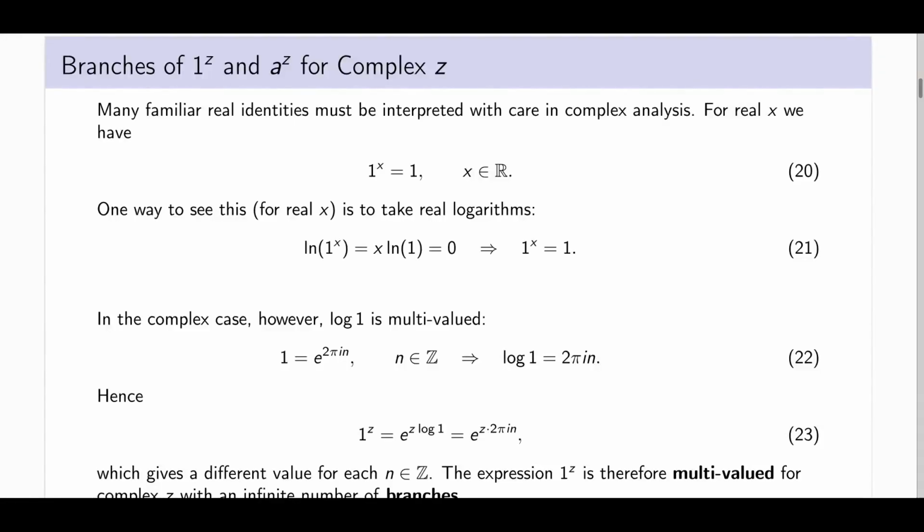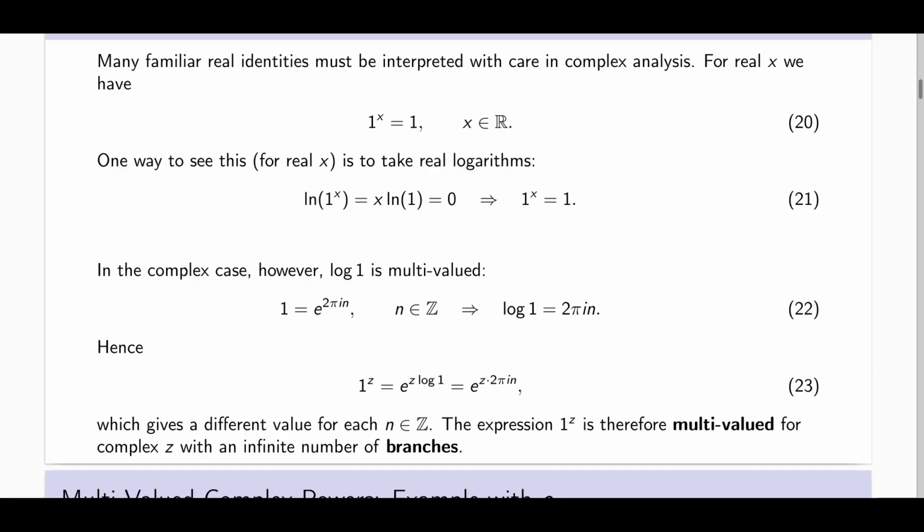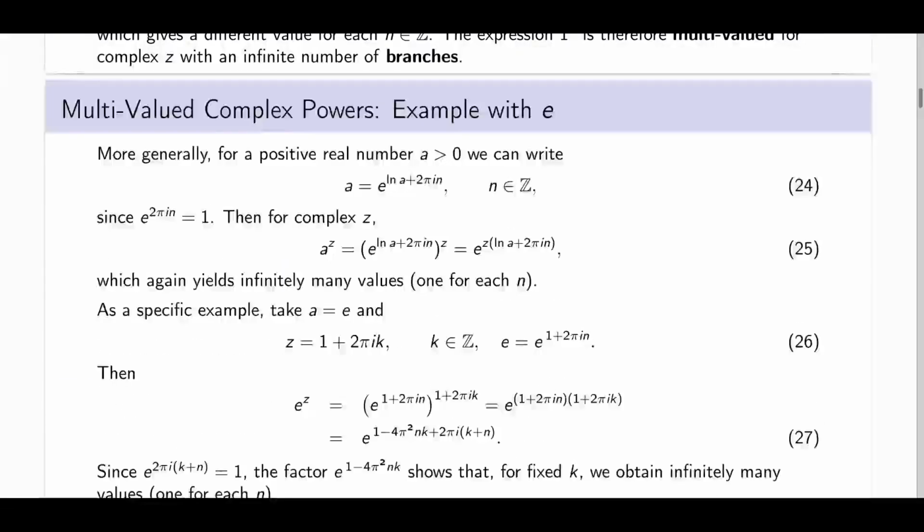In the real world, expressions like 1 raised to any power are simple, but in complex analysis, even this basic identity breaks down. The reason is that the number 1 can be written in infinitely many exponential forms, each differing by a full rotation in the complex plane. When we raise 1 to a complex power, each of these forms produces a different result, giving us infinitely many possible values. This phenomenon extends to any positive number.